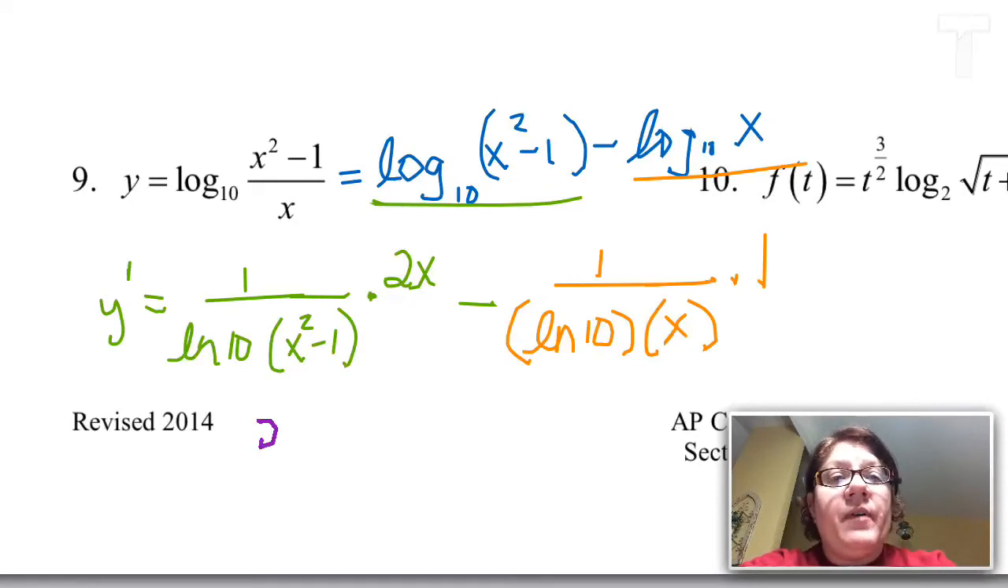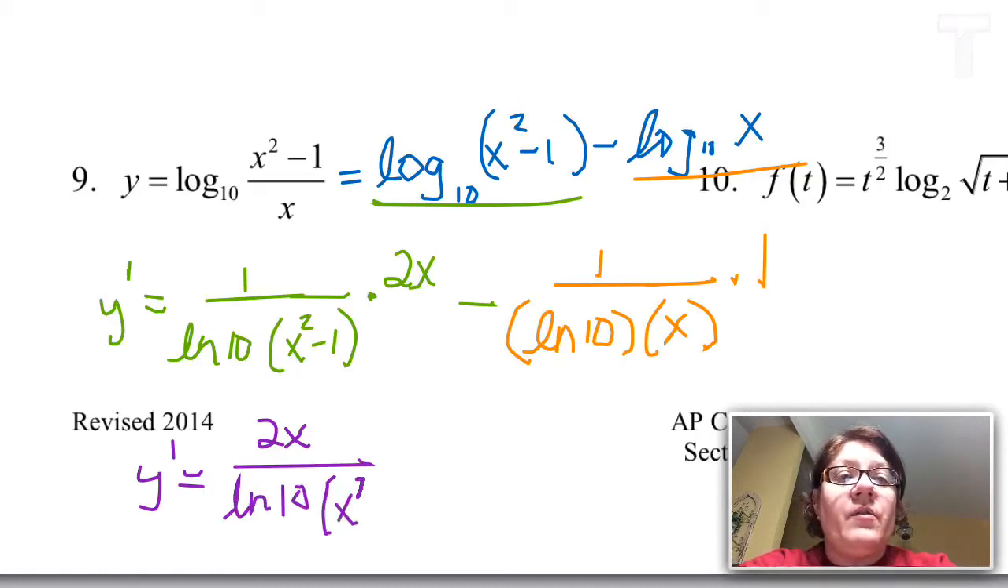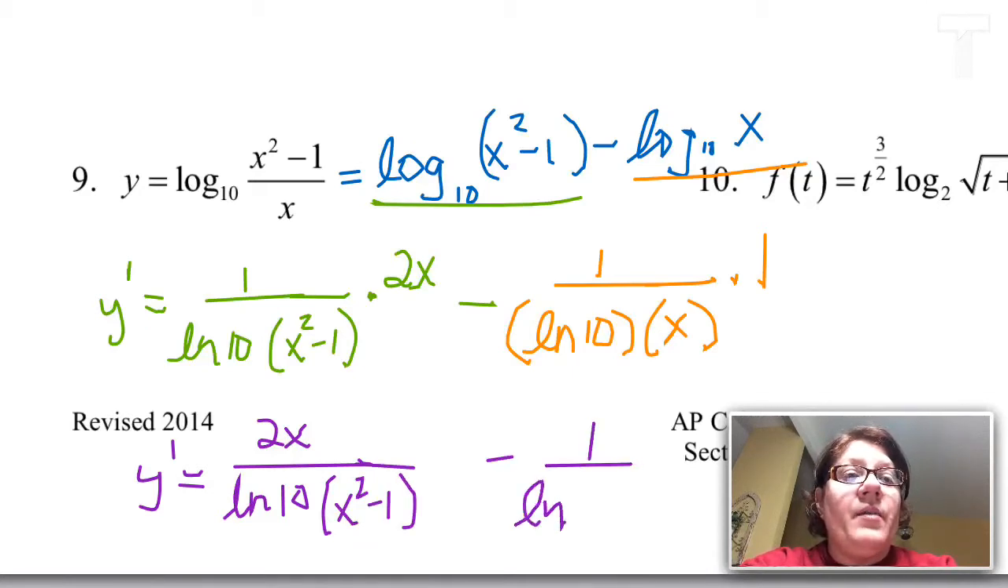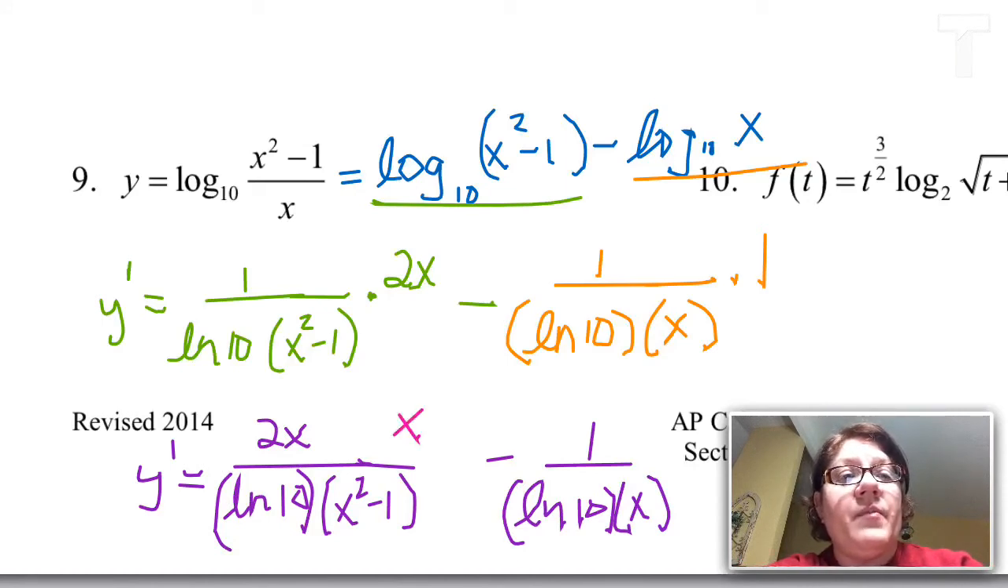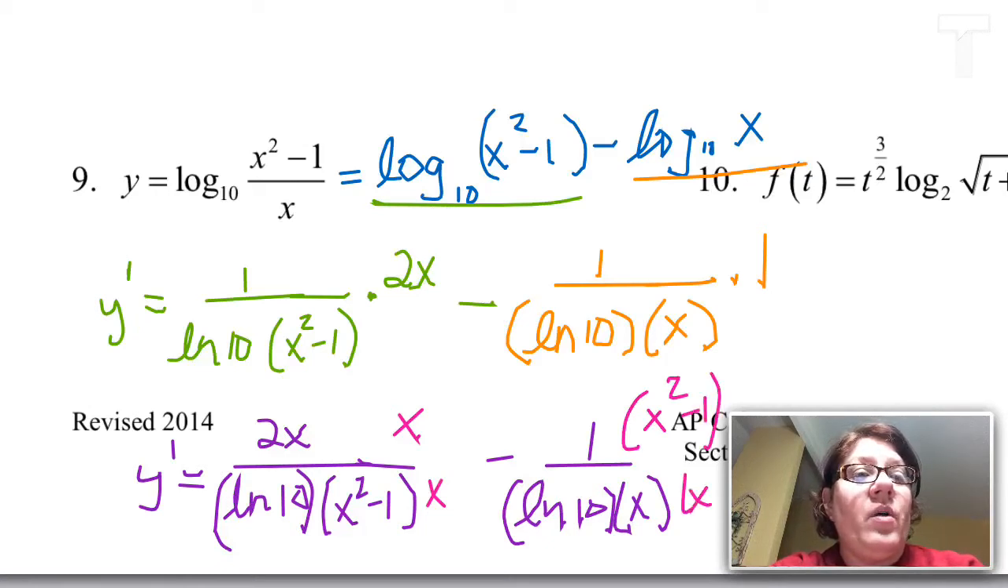Which means when I simplify, there won't be a whole lot of simplifying on this one. Not really much of anything simplifies. And then I'll have 1. And of course, if I want, depending upon the multiple choice, I could get a common denominator. They do both have natural log of 10, so I'd need to multiply the one over here on the left times x, and then the one over here on the right times x squared minus 1. And I could do all that. I'm pretty sure you could do all that too.